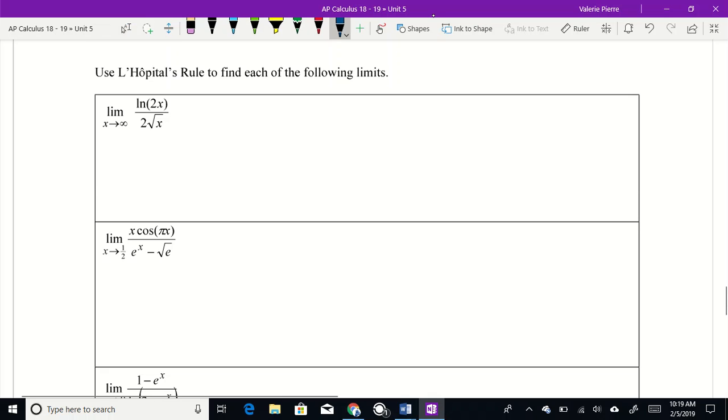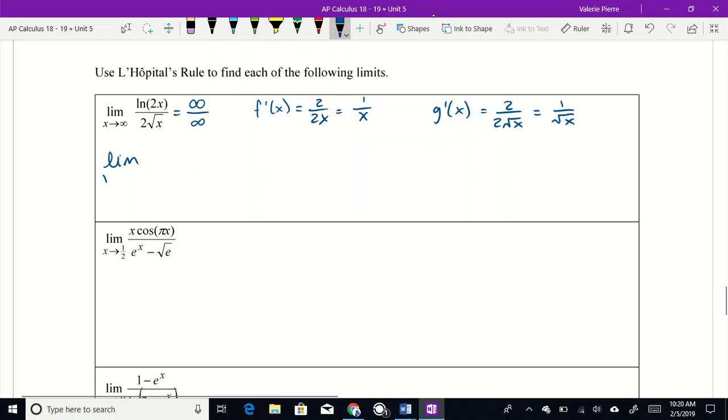So if we're looking at the limit as x approaches infinity of ln 2x over 2 square root x, when we plug in infinity, the numerator will get really large. Also, the denominator will get really large. So both the numerator and the denominator will approach positive infinity. That is our indeterminate form. So to use L'Hopital's rule, the derivative of the numerator will be 2 over 2x, which is equal to 1 over x. And the derivative of our denominator will be 2 over 2 root x, which is equal to 1 over root x.